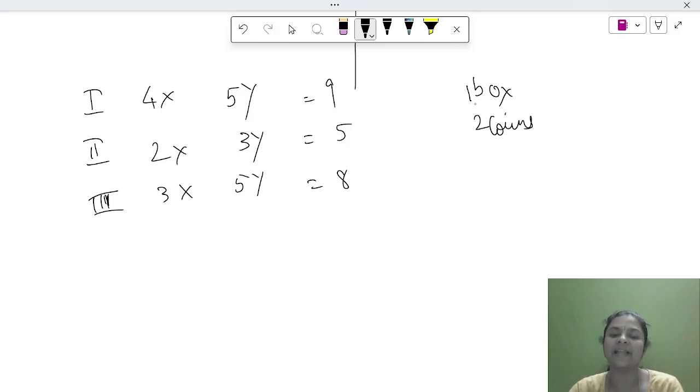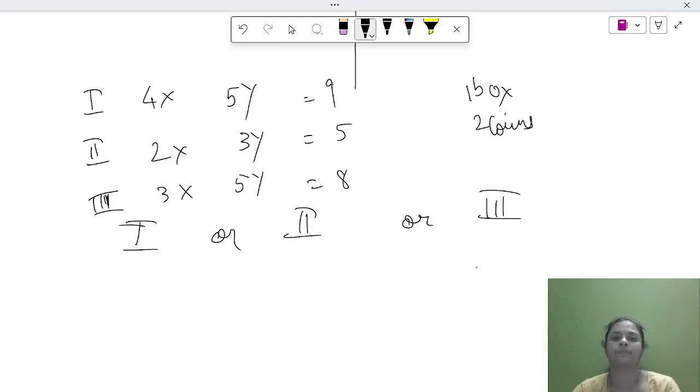So first selecting one box. They are not saying which box you are selecting. So I can select from box 1 or box 2 or box 3. Now what is the probability of selecting box 1? One box out of 3 boxes, 1 by 3. And after selecting box 1, am I stopping there or am I selecting coins also? I am selecting coins. Now how to select the coins? 2 coins out of 9 coins. So what will the denominator be? Please answer.